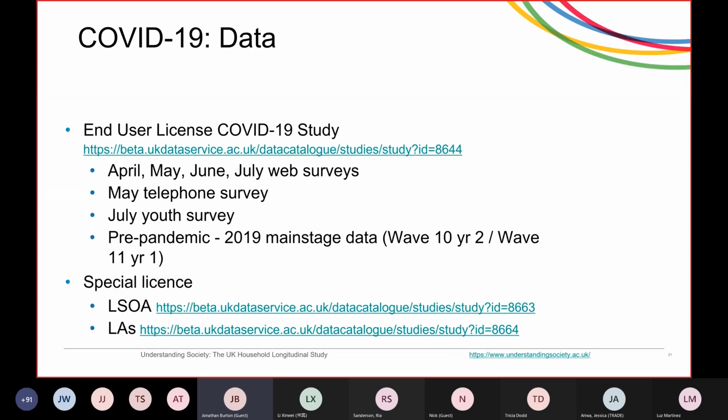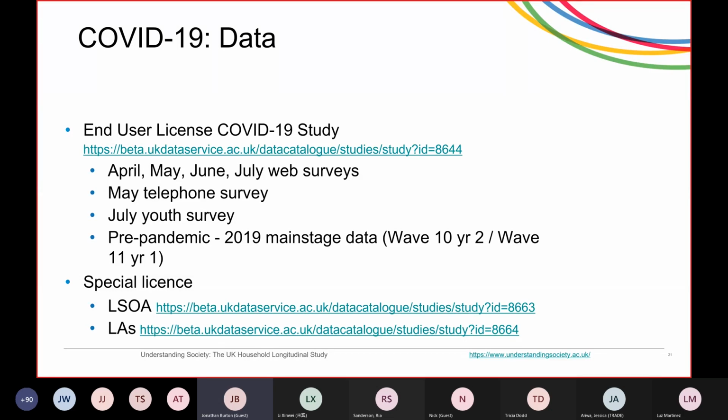So just a quick talk about the data. So we do have end user license data available from the data archive. So the most recent deposit includes the April, May, June, July web surveys, includes the May telephone surveys, the July youth survey. And we've also put together a 2019 pre-pandemic baseline data. So this is where we've got data from the latter half of wave 10 and the early half of wave 11, all collected during 2019, and we've packaged it together. So you've got some baseline data.